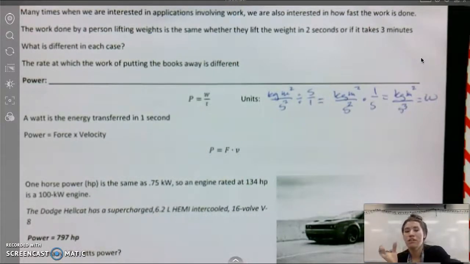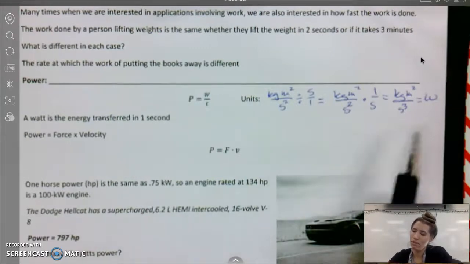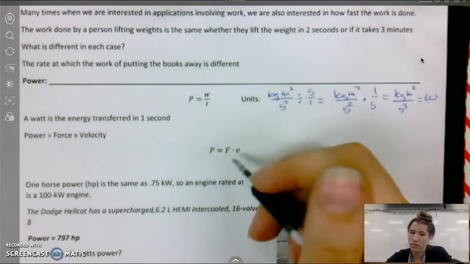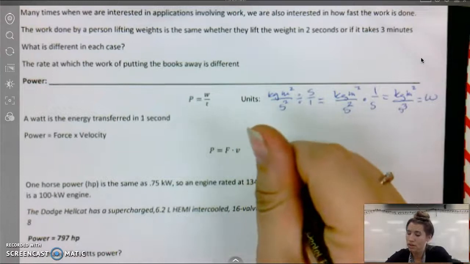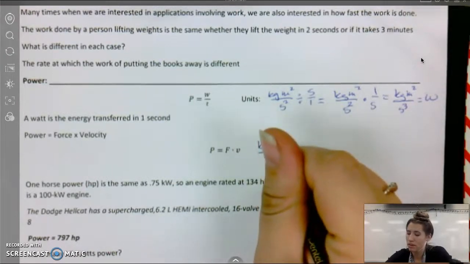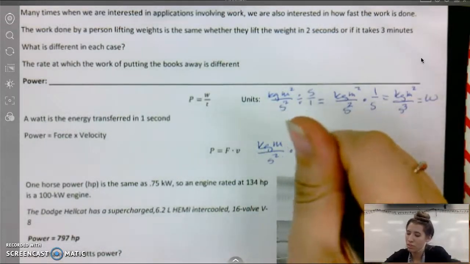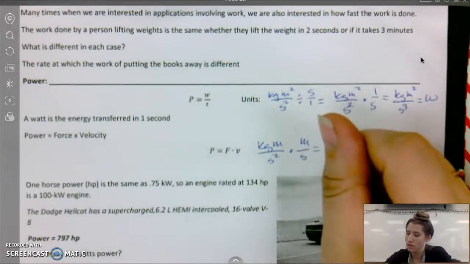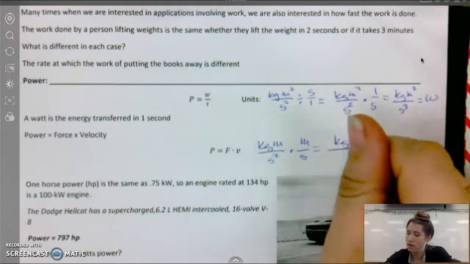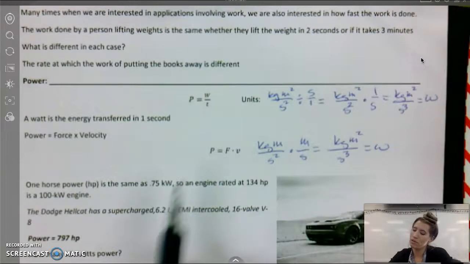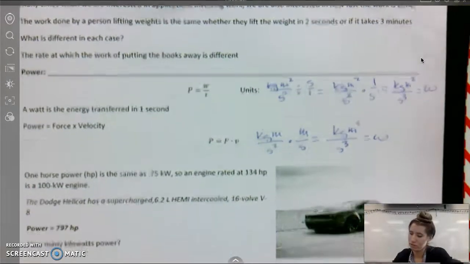We have another equation for power, and that is force multiplied by velocity. Let's see if we end up with the same units. Force is a newton, so that's a kilogram meter per second squared, and we're multiplying that by velocity, which is meters per second. So we end up with a kilogram meter squared per second cubed, which is a watt. So we have 2 equations for power.